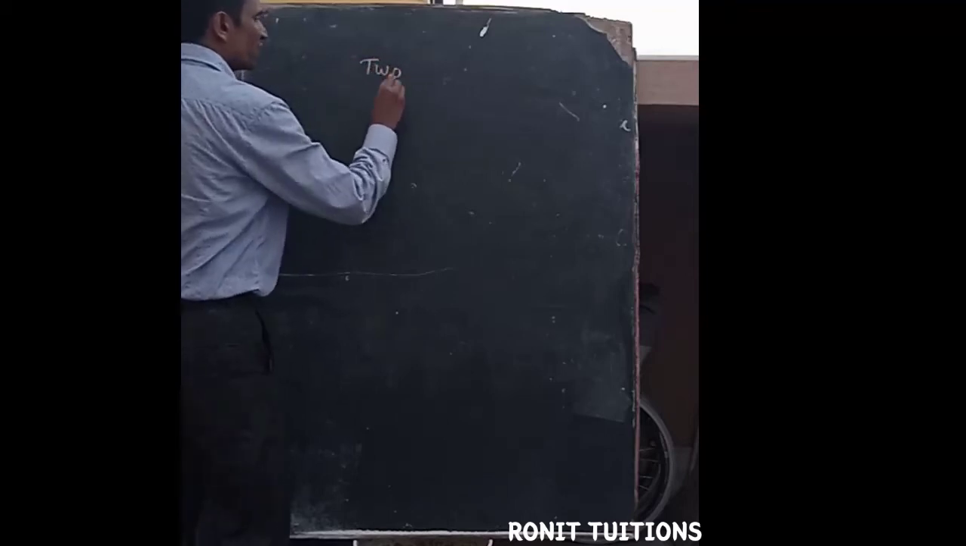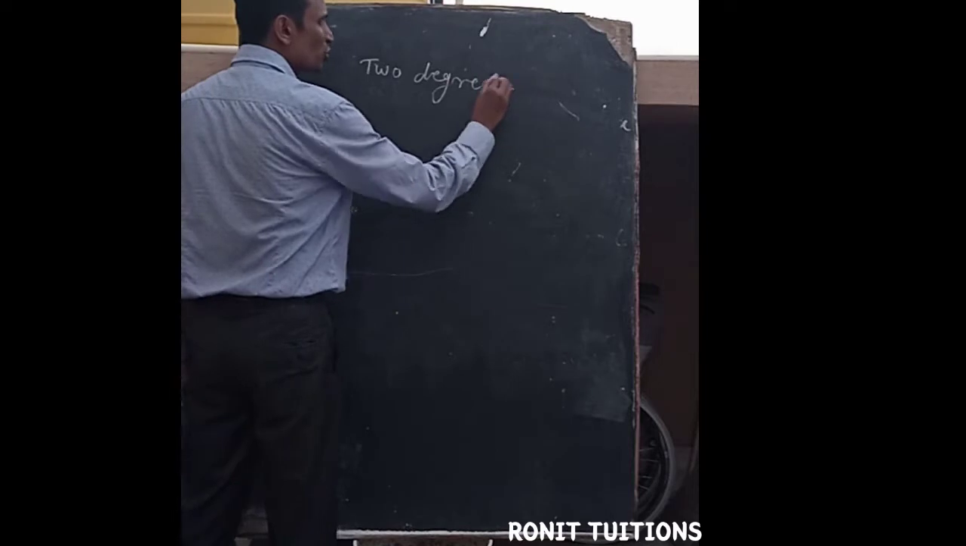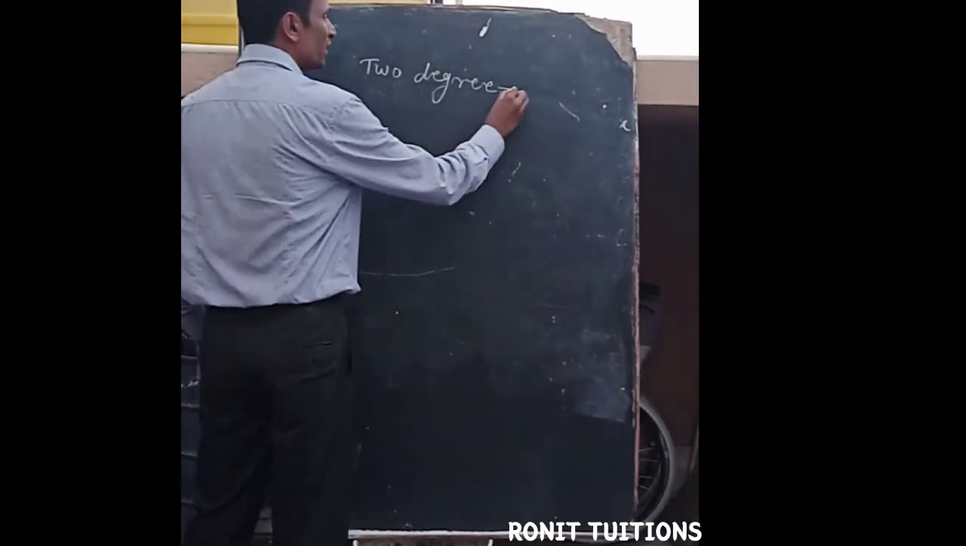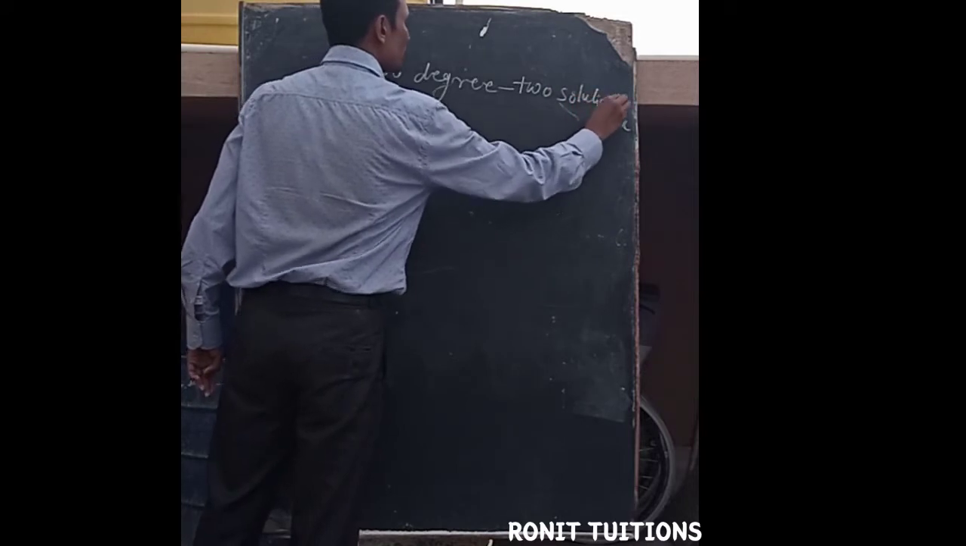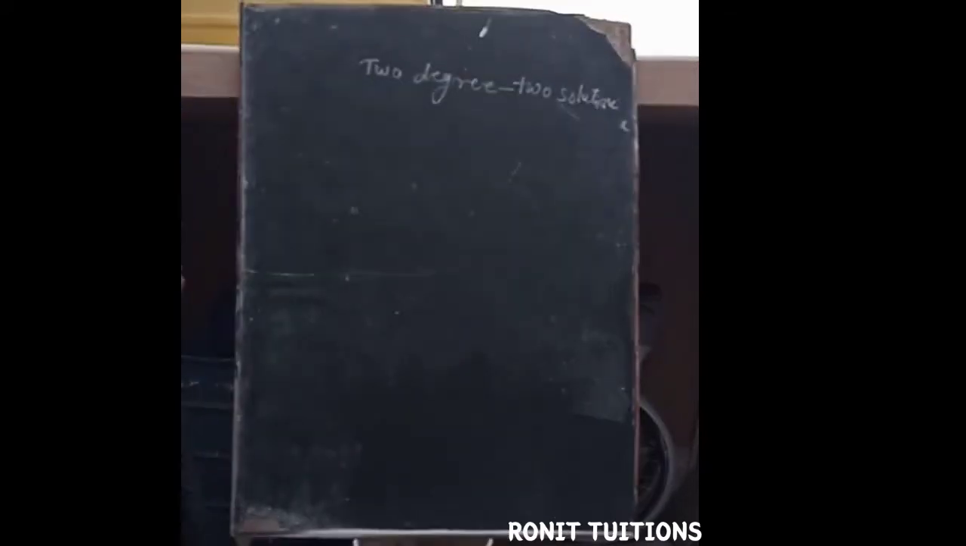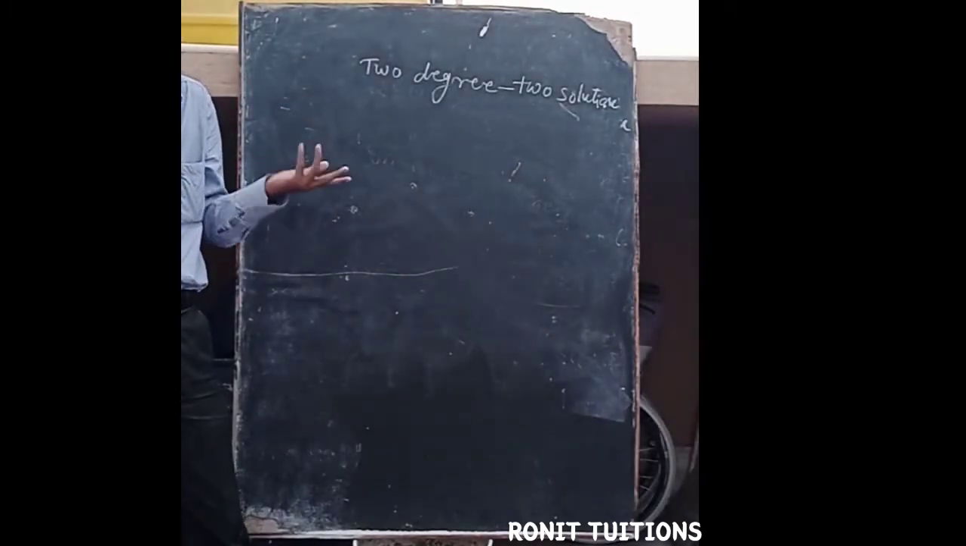2 degree polynomial. 2 degree means how many solutions will be there? 2 solutions will be there. Linear equation, how many solutions? 1 solution. Okay. 0 degree, how many solutions? 0 solutions. No solution. Okay.